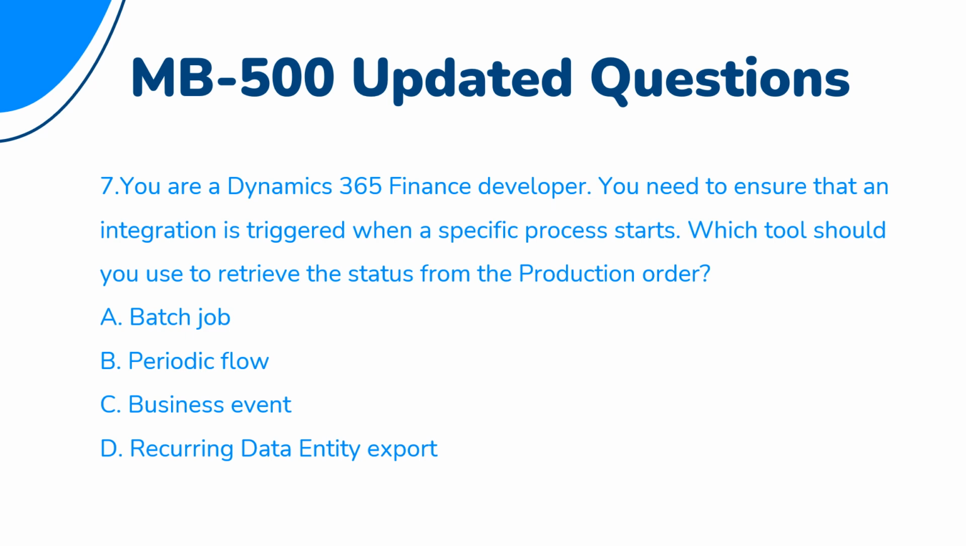7. You are a Dynamics 365 finance developer. You need to ensure that an integration is triggered when a specific process starts. Which tool should you use to retrieve the status from the production order? A. Batch job. B. Periodic flow. C. Business event. D. Recurring data entity export.